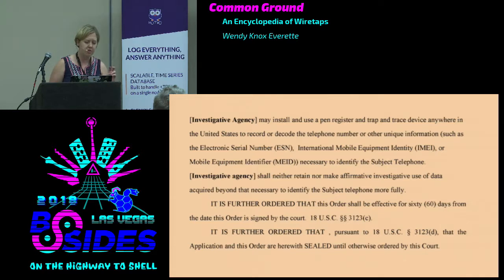So we may install and use anywhere in the United States to record or decode the phone numbers, and down here, we say the order shall be effective for 60 days from the date that this order is signed by the court. So a PRTT can go for up to 60 days. After that, if you're still investigating, and you're probably still investigating, you essentially apply for a renewal. So you have to go through and do the same exact thing. You have to go back to the judge with the application.